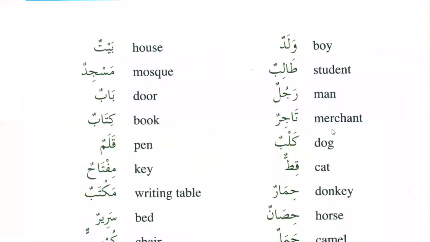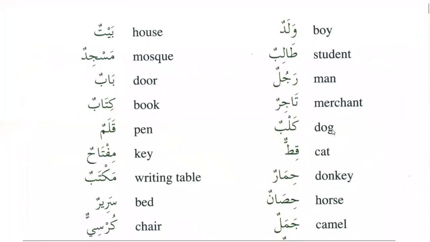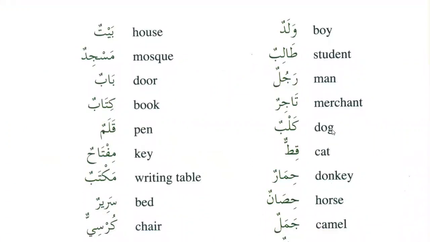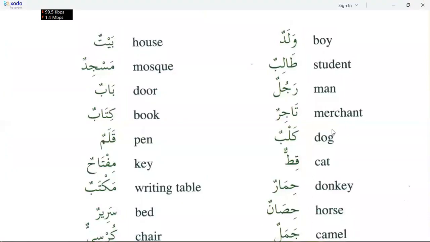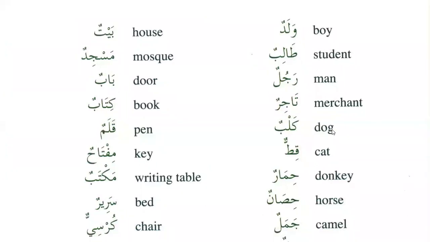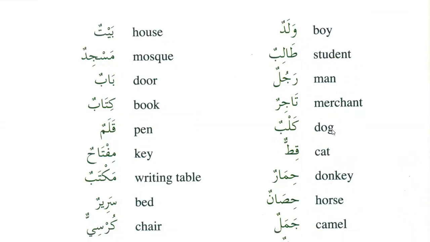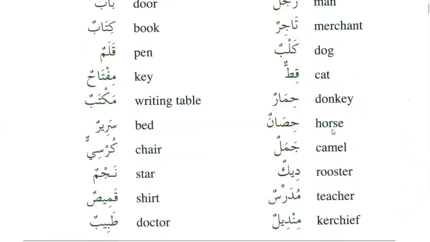Next. Okay, I'll start from the left. Bait is house. Should I go down or across? It is up to you. Okay. Masjid is mosque. Bab is door. Kitab is book. Qalam is pen. Miftah is key. Maktab is writing table. Sarir is bed.